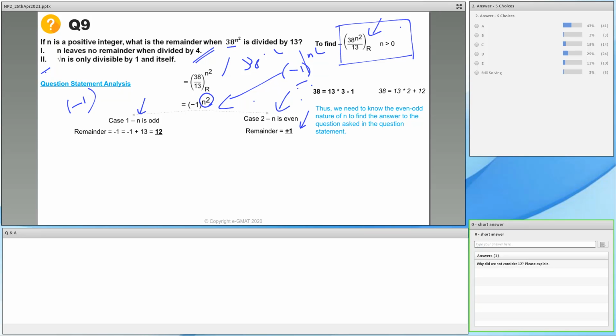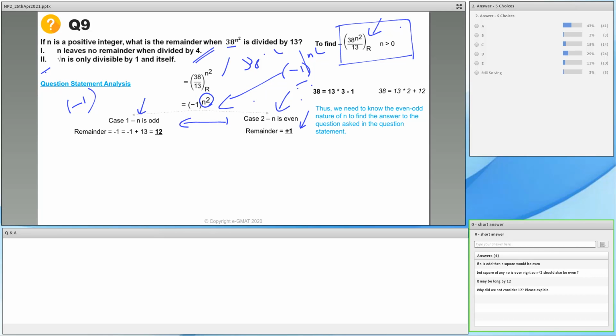We do not consider 12 only because it's a pain to calculate 12 power anything. We don't even know what n is. On the other hand, with minus 1, it's so easy, right? It all comes down to odd versus even. It's very simple. If a number is odd, its square is odd. If a number is even, its square is even, right?